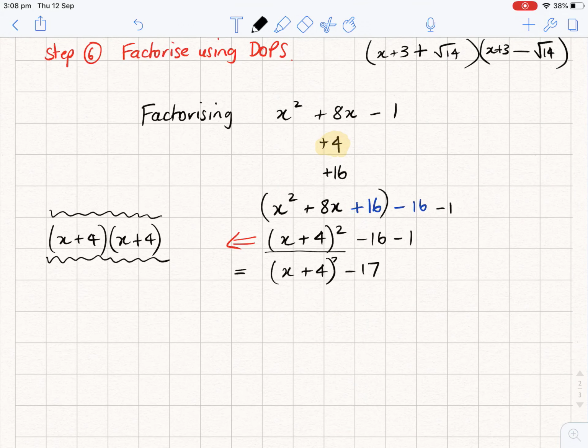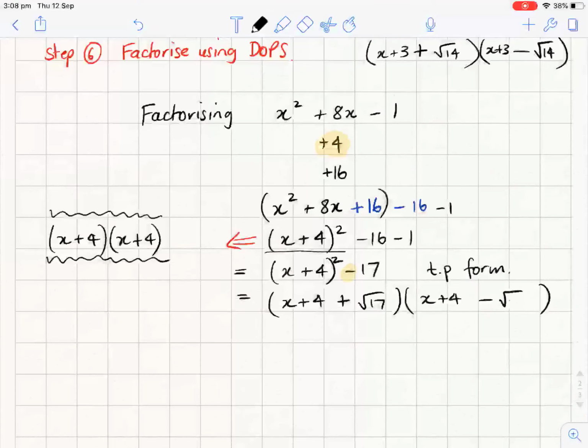Now I have my expression. It is in turning point form, which can help me with the graphing, but I can also factorize this further by using the difference of two squares. For the difference of two squares, I have two brackets, one with a plus, one with a minus, and I take the square root of the first part to go in the first part of the bracket and the square root of the second part at the end. So this is what I'm calling the first part, this is what I'm calling the second part.